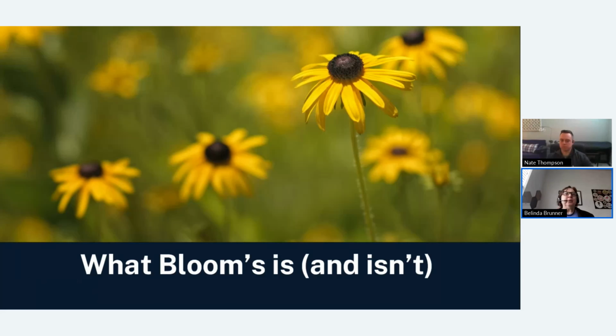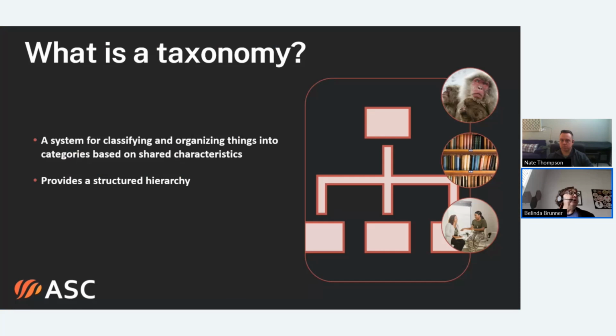So let's talk with that background in mind. Let's talk a little bit about what Bloom's is and what it isn't. So first of all, just generally, what is a taxonomy? In general, a taxonomy is a system for applying and organizing things into categories that have shared characteristics. So it provides this structured hierarchy that we showed in the triangle of the different verbs or words of the Bloom's taxonomy. And there are taxonomies everywhere in professions and in life.